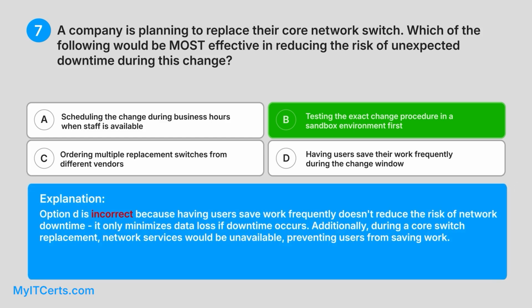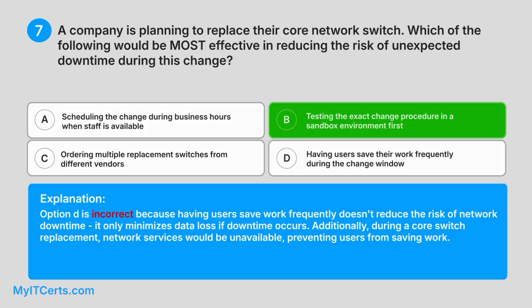Option D is incorrect because having users save work frequently doesn't reduce the risk of network downtime. It only minimizes data loss if downtime occurs. Additionally, during a core switch replacement, network services would be unavailable, preventing users from saving work.